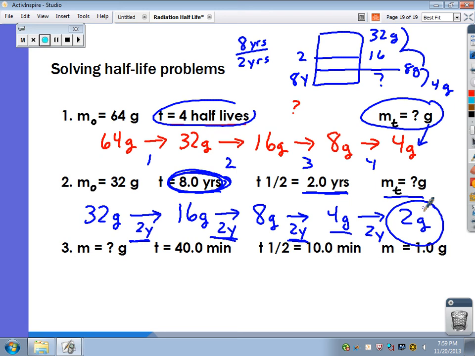So if I went back to my box again, I would cut this in half 1, 2, 3, 4 times. 32 to 16, divided by 2. Divided by 2 is 8. Divided by 2 is 4. Divided by 2 is 2 grams.